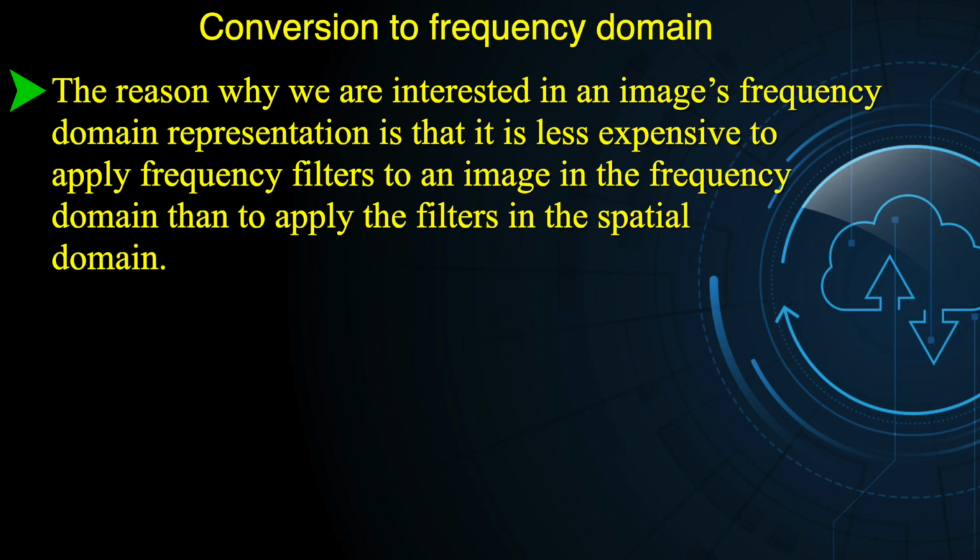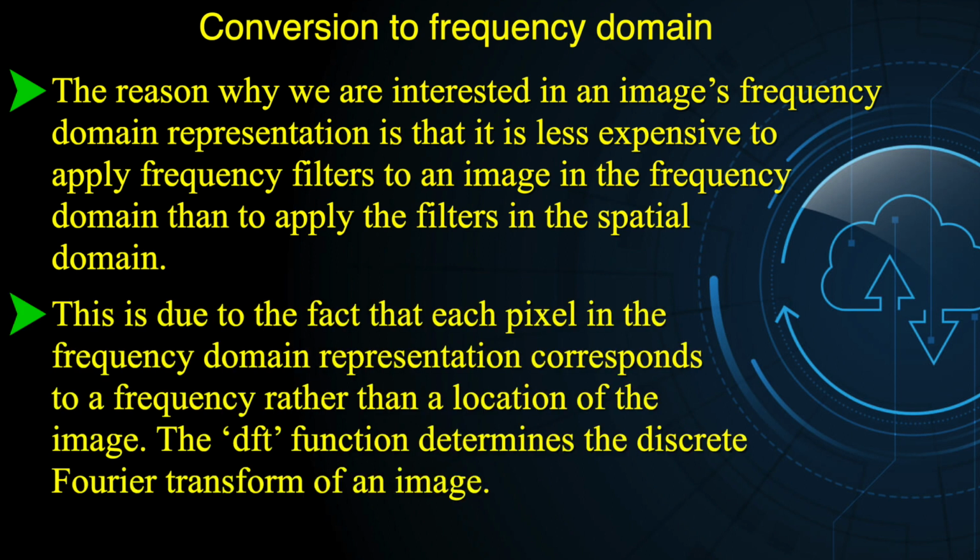See, in the frequency domain, the representation of the image also will be different, because in the frequency domain you will be able to see the repetition of the pixels rather than the location, meaning the spatial distribution of the pixels. This is due to the fact that each pixel in the frequency domain corresponds to frequency rather than the location of the image. The DFT command of the NumPy library can be easily applied to the image. This will determine the discrete Fourier transform of the image.